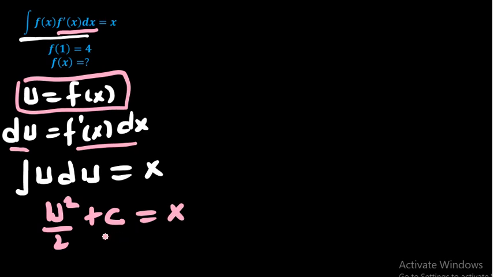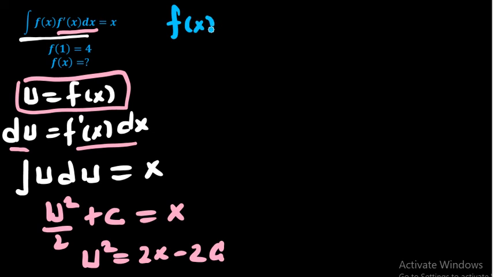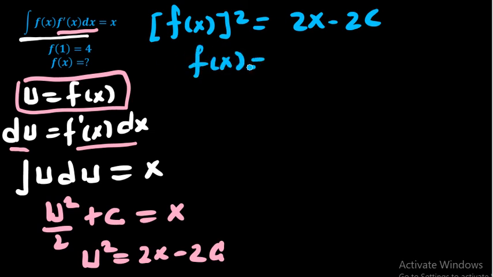Now let us try to get u squared alone here. For that purpose you can shift c to the right side and multiply both sides by 2. So obviously u squared will be 2x minus 2c. First the c goes and it will be subtracted, and then multiply both sides by 2. Now get it back. What is u? The u means f of x. So f of x squared will be 2x minus 2c. At this point we can put both sides in the radical and get f of x. F of x will be plus or minus the square root of 2x minus 2c.